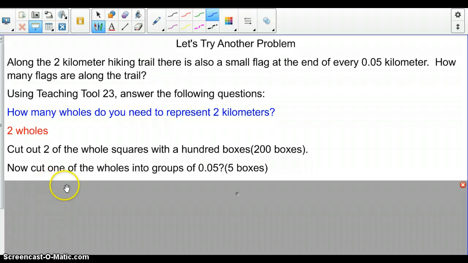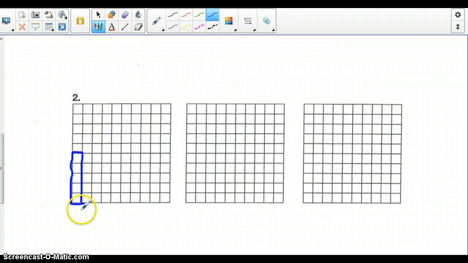Now, cut one of the whole boxes into groups of 5 boxes. So you're going to have lots of pieces that are just 5 boxes. I'll cut out these 5 boxes together, and then the next 5 together, and then the next 5 together. I'm going to keep cutting until I have the whole square cut into groups of 5 boxes. So this is where my cuts are, around the 5 boxes. I'll give you a few minutes to do this.